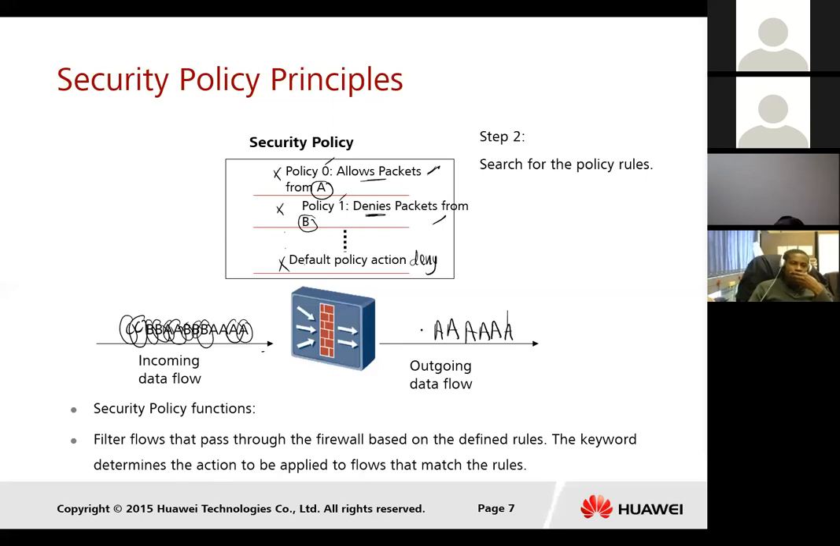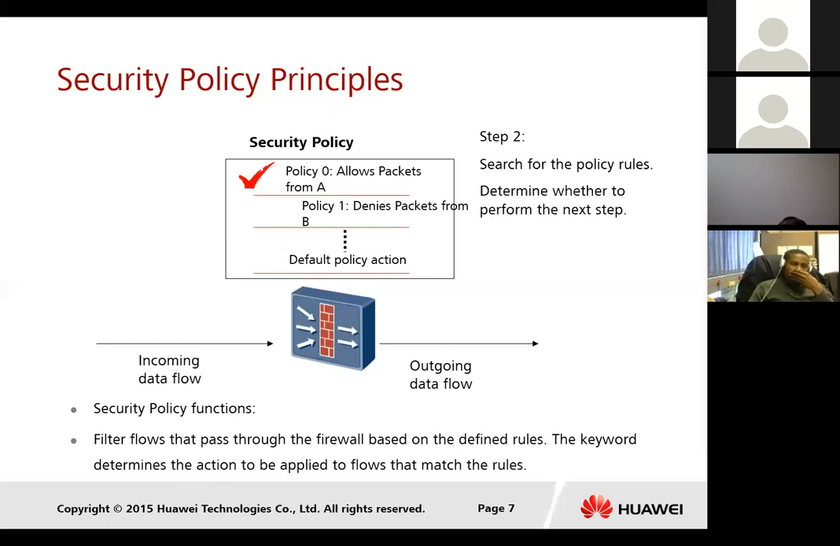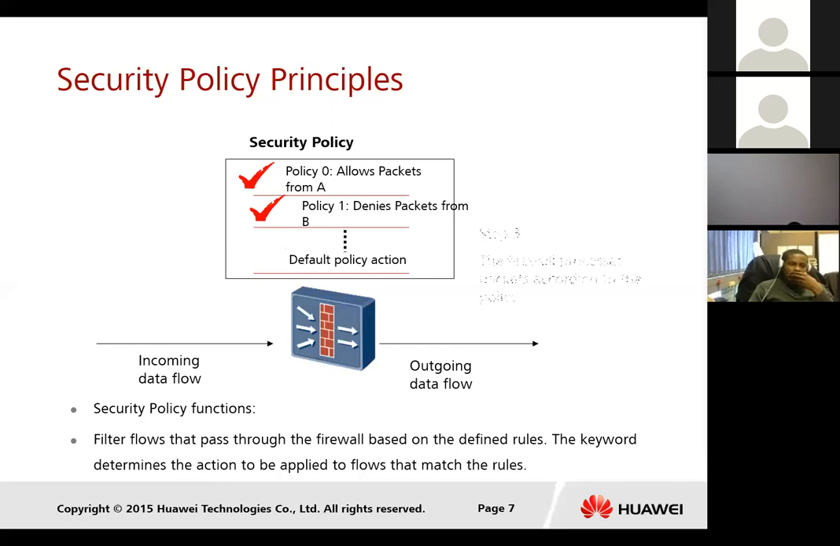So what is the final result that is allowed to pass through the firewall? When going through the firewall, it determines step by step, based on policy 0, policy 1, and so on, up to the default policy action. So the firewall processes the packet according to the policy, whether it is allowed or denied, and that will be the result. Only A can go out. B and C will be blocked.